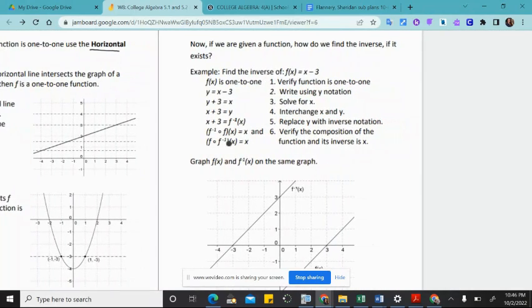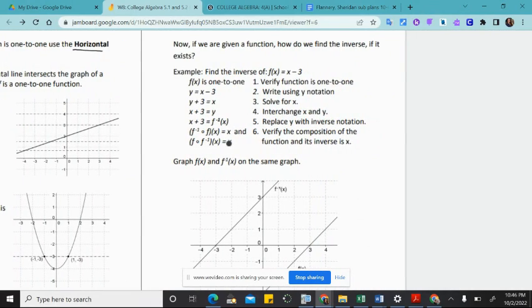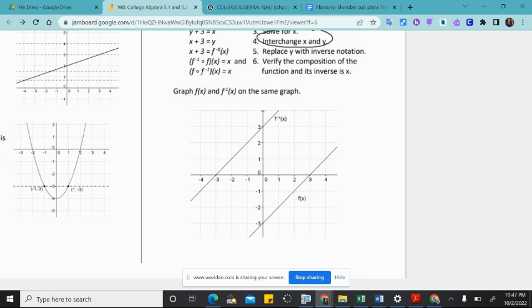Now, if we're given a function, how do we find the inverse if we know it has one? First we have to check to make sure it's one-to-one. And if it is one-to-one, then we take out the function notation name and we put in just y. Then we're going to switch the x and y and solve for y. We'll talk some more about that in a second.